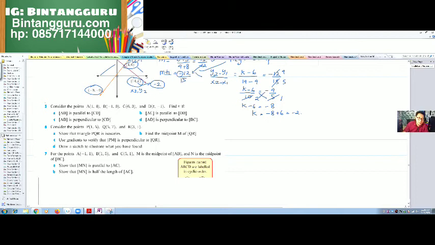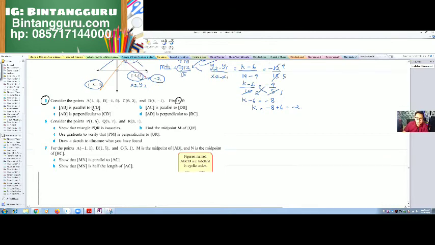Okay, so we have 4 points: A, B, C, and D. We need to find D if AB is parallel to CD. Parallel means the gradient, so this is MAB equal to MCD. We have to use y2 minus y1 over x2 minus x1, and also y2 minus y1 over x2 minus x1. In this case, AB, so x1, y1, x2, y2, right?